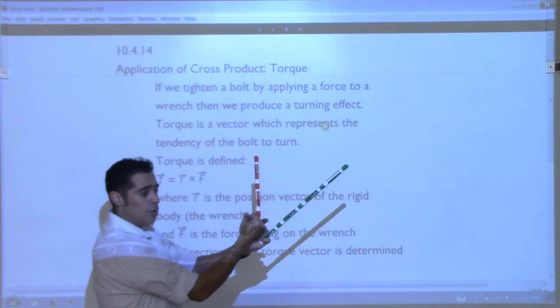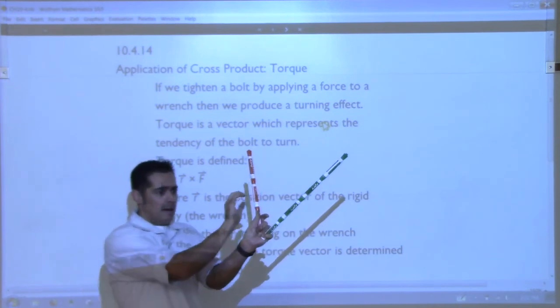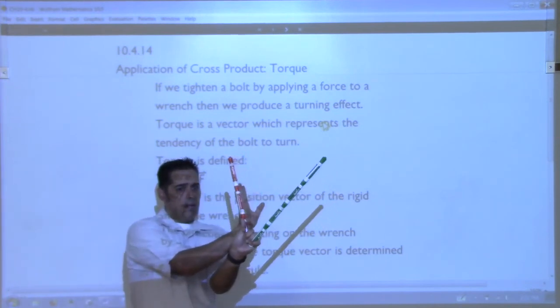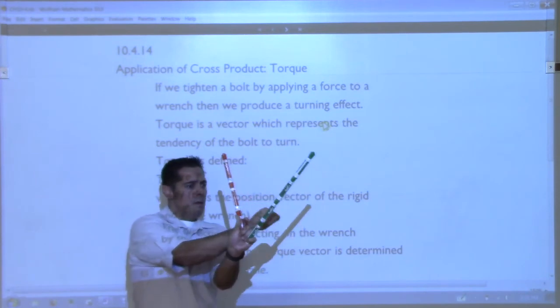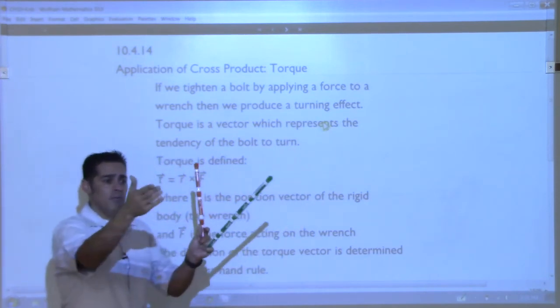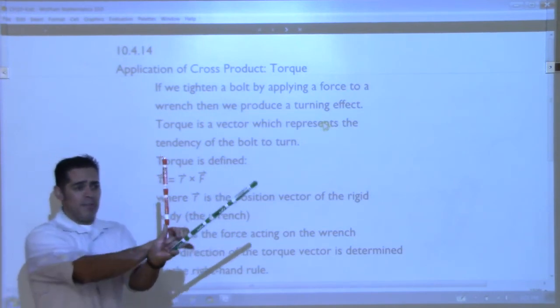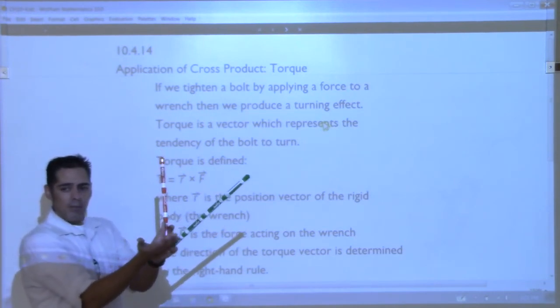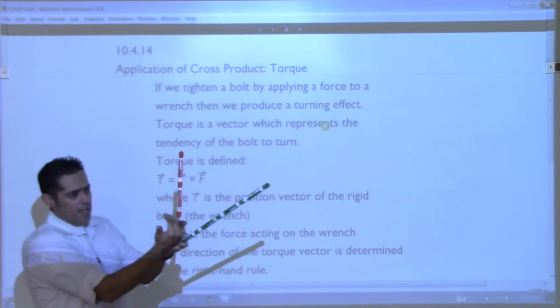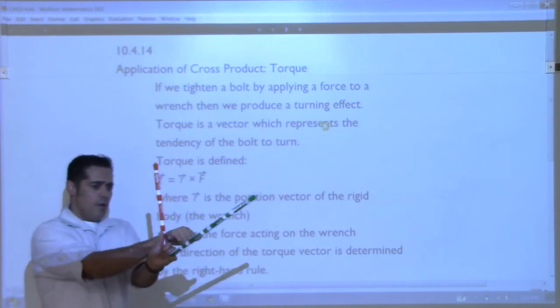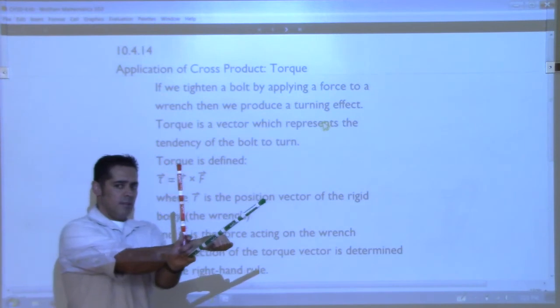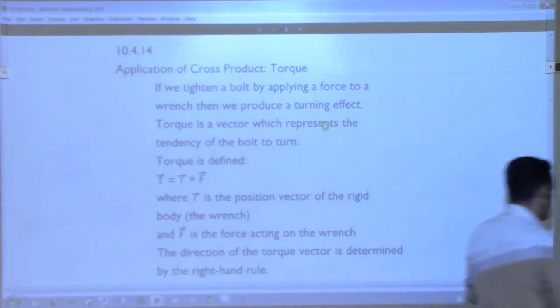V cross u, I have to get on this side. V crosses over to u this way. Remember how when we just did that problem a second ago, you got one answer, I got the other, but they were pointed in opposite directions? That's because of the right-hand rule. If you go this way, u to v, there, v to u, there. Make sense? Okay, so that has to do with torque.